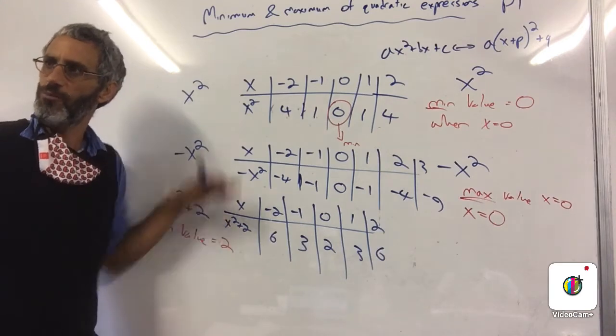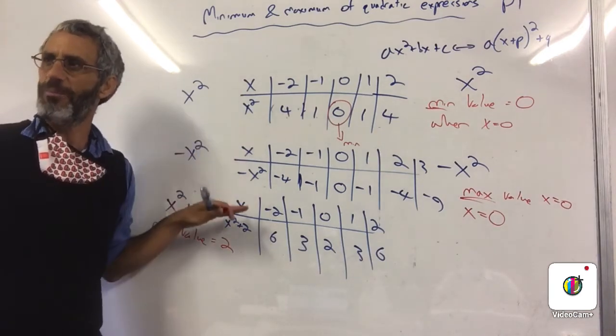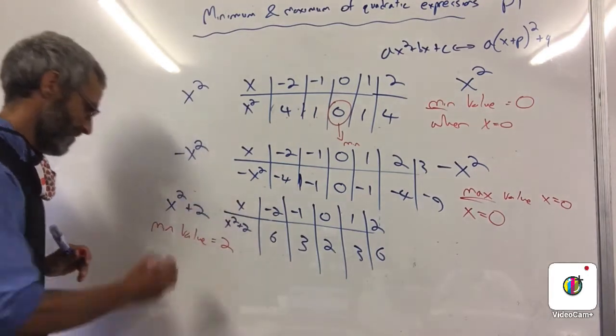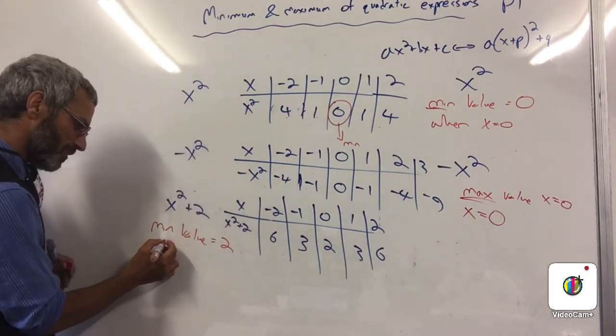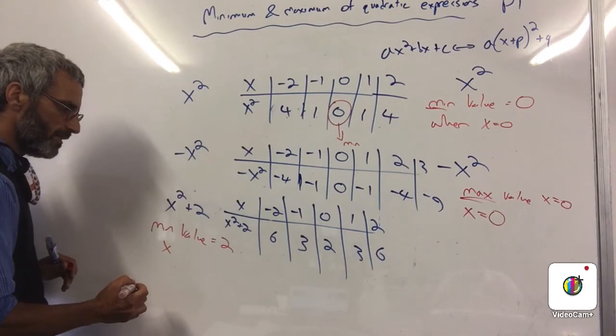Remember, vertical shift moves it up. These are actually parabolas. Anyway. All right. Minimum value is 2. For which x does that happen? 0.